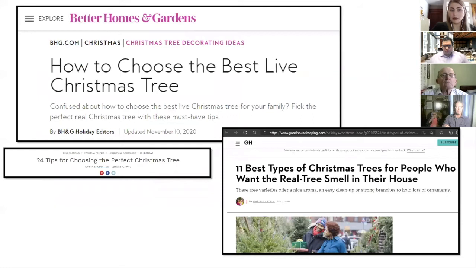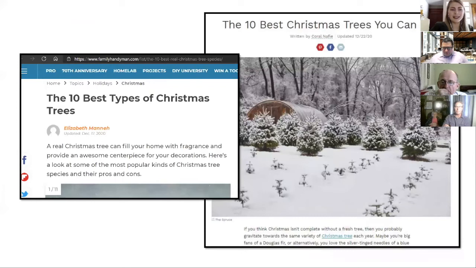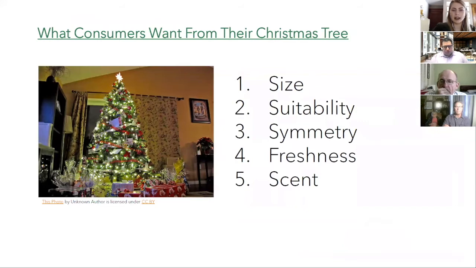So I checked out what Better Homes and Gardens magazine had to say about selecting Christmas trees. I read the Spruce blog post on tips for choosing the perfect tree. I checked out the species suggestions from Good Housekeeping, which is always reliable. And I looked at some top 10 lists from the Family Handyman blog. And you know what? There's actually some really good advice out there for consumers if you know what to click on. So to answer that question, we got quite a few of these. What do consumers want from their Christmas trees?